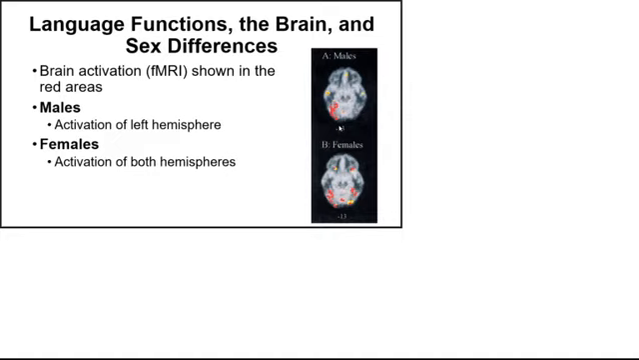And this was just fMRI images instead of our PET scan images here. Again, just showing activity, and it's showing left activation for male brains and bilateral, or both hemispheres, being activated for female brains. So just carrying back into those brain imaging studies and showing that what we're talking about actually shows up in those images as well.